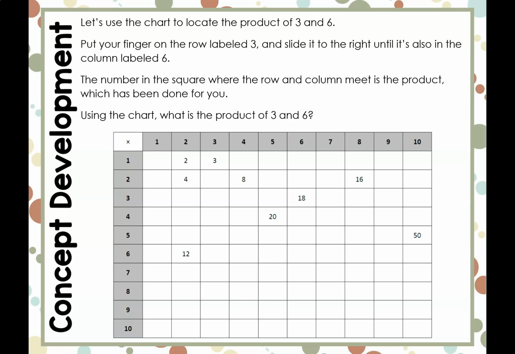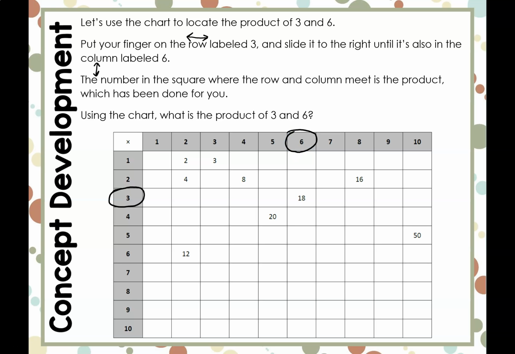Okay, so if we look, it's the same thing, I just switched my slide. So if we look, let's try and find the product of 3 and 6. So put your finger on the row labeled 3 and slide it to the right until it's also in the column labeled 6. So remember, rows side to side, columns up and down. So here's the row labeled 3. Here's the column labeled 6.